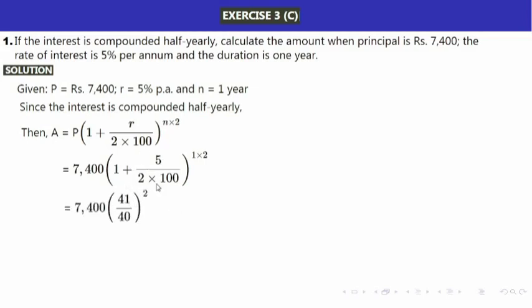So when you simplify this entire thing, this becomes 41 by 40, and outside the power becomes 2 into 1 is 2. Okay, so when you simplify this entire thing, you get your answer to be 7,774.63. Okay, and this becomes the amount for this particular problem. All right, pause the video and note down your solution.